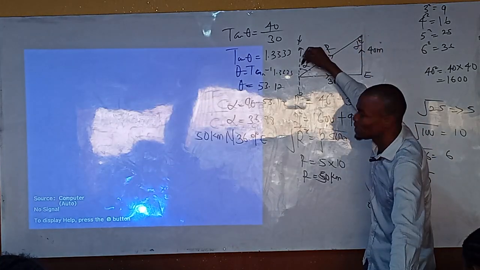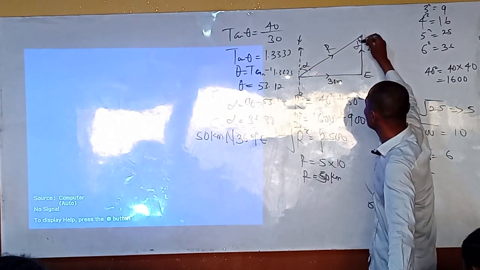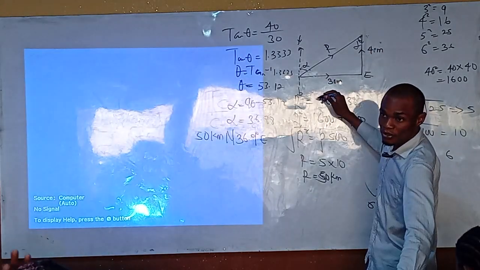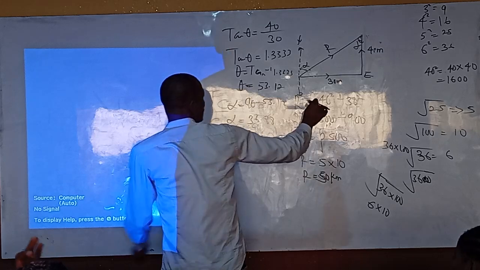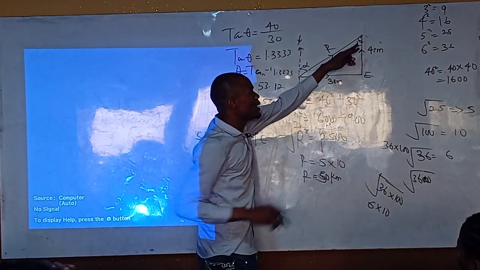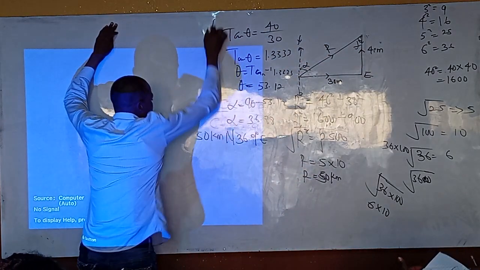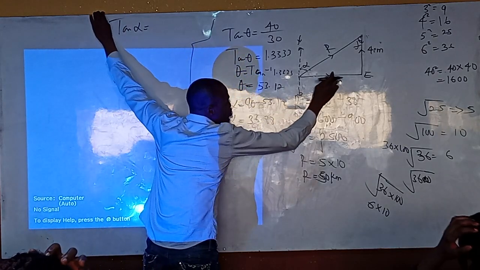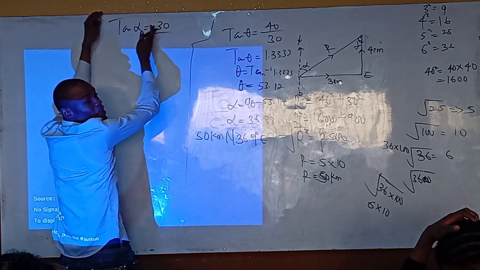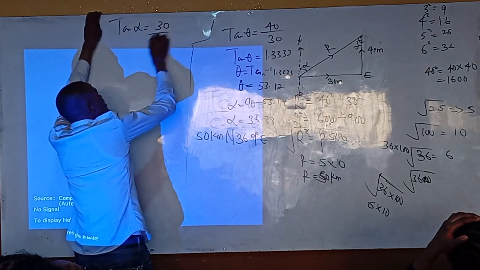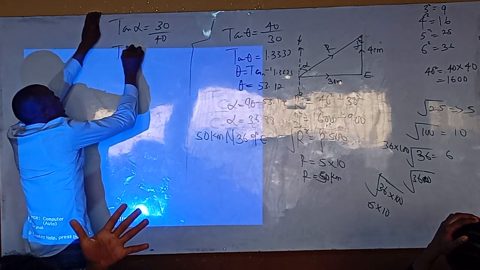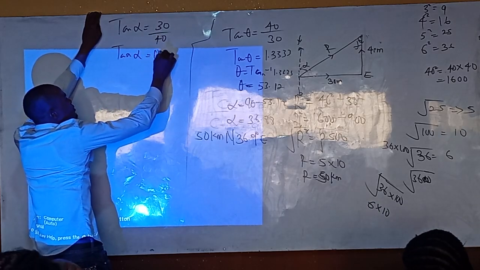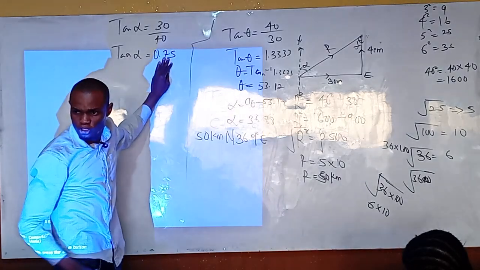Once you get this place, it is equivalent to this one. How can I get this place? This is adjacent, right? This is opposite, right? So with my adjacent and opposite, I'm looking for this angle. In this alternative way, alpha equals opposite over adjacent: 30 over 40. That's tan alpha. This cancels to 3/4, which is 0.75. It's going to be easy for you like this.